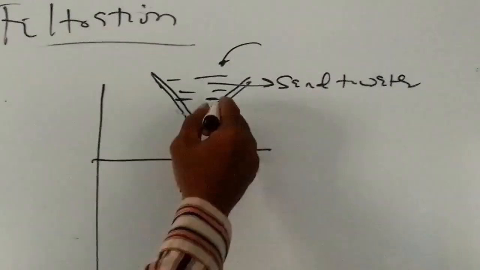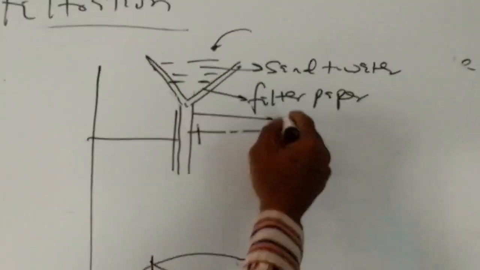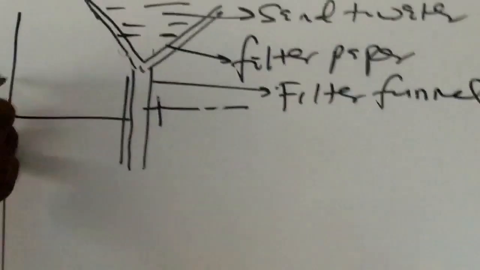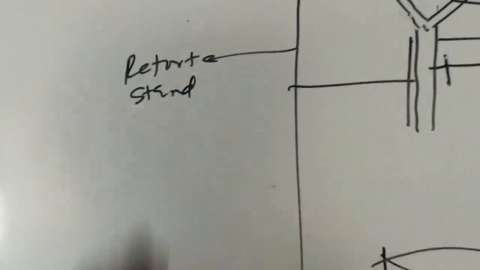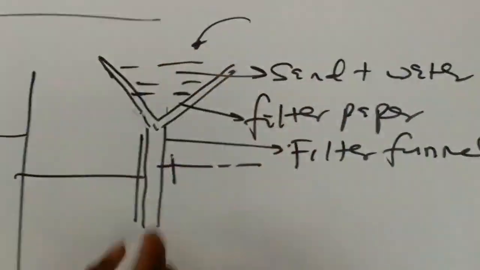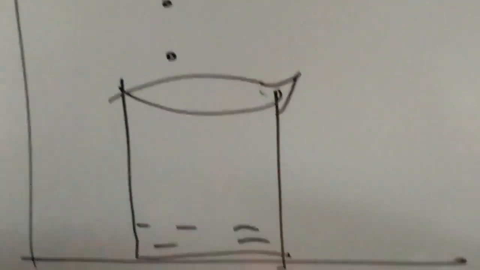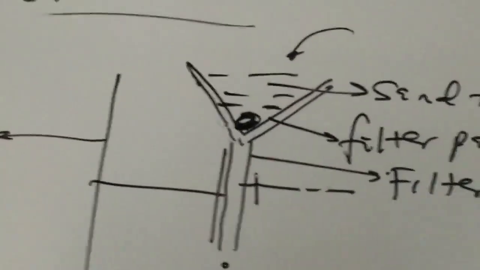The filter paper contains tiny pores. The filter paper contains some tiny pores that will allow the liquid, that is the water, to drain through it. So water will start draining through the tiny holes of the filter paper and enter the beaker, while the sand will remain behind, because sand particles are large enough that they cannot pass through the filter paper.